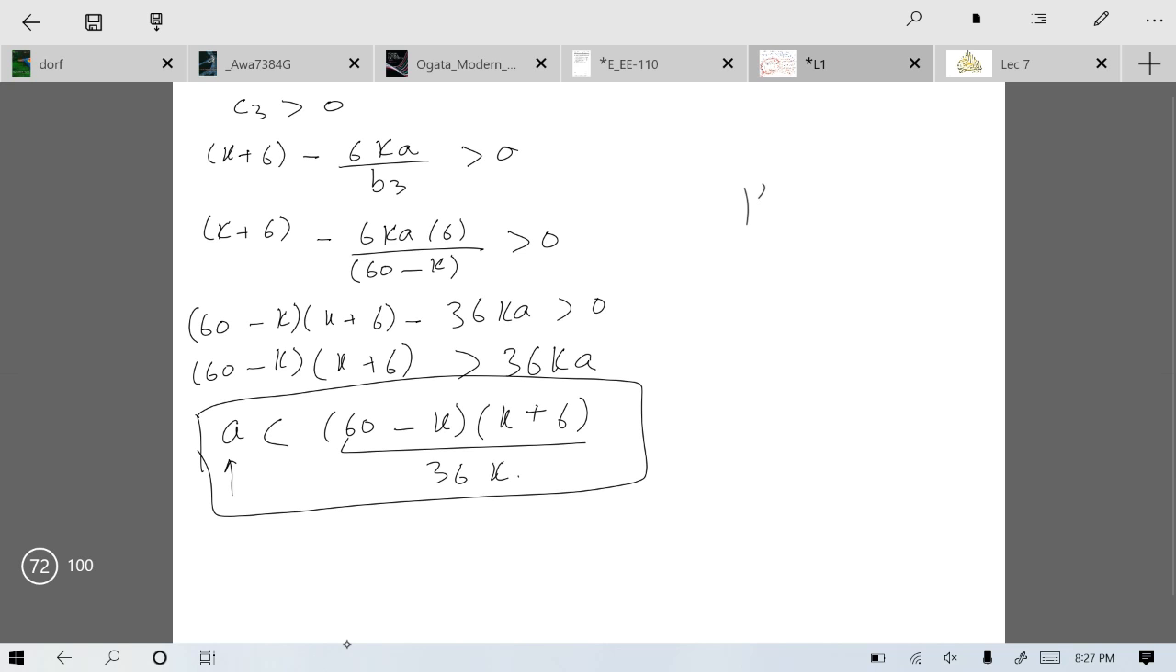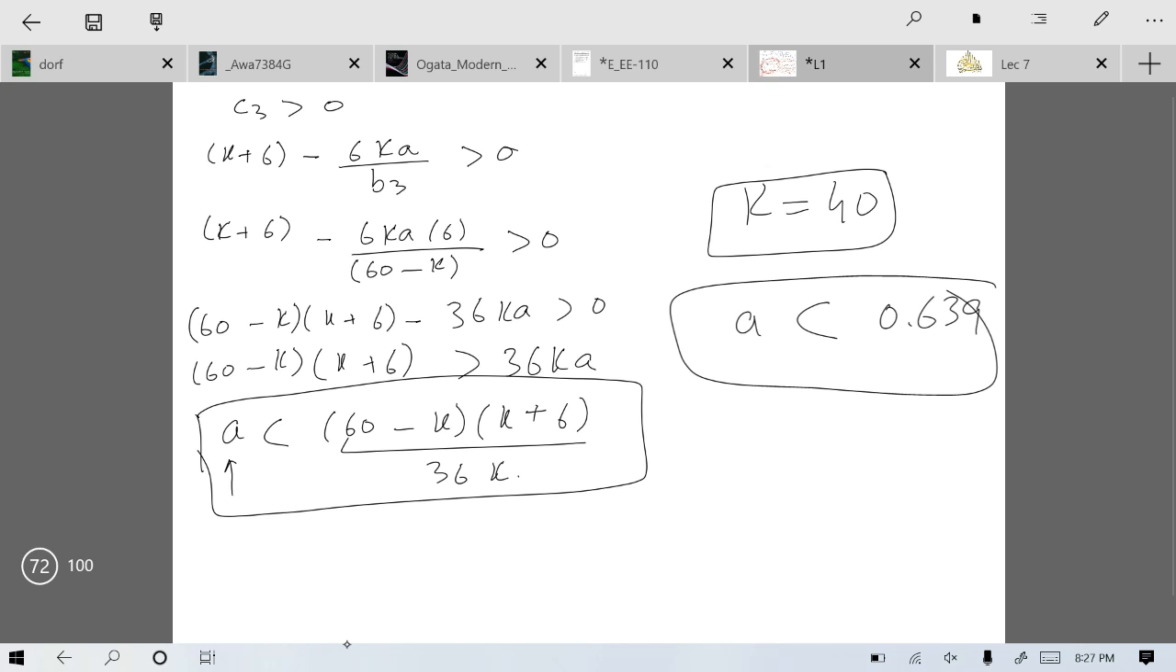For example, when you put k is equal to 40, which is between 0 and 60, then your a should be less than 0.639. Put k is equal to 40 in this and you will get that a should be less than 0.639. So in this way you can arrange your variables k and a in order to have a stable system.